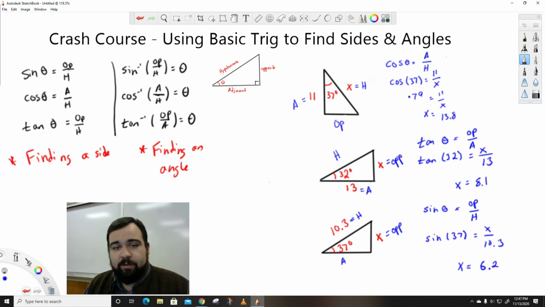So this is your crash course in the basic trig functions, how to find the sides and angles of triangles based on whether you're using the standard form of the trig functions, the ones in the left-hand column, or the inverses, the ones in the right-hand column.